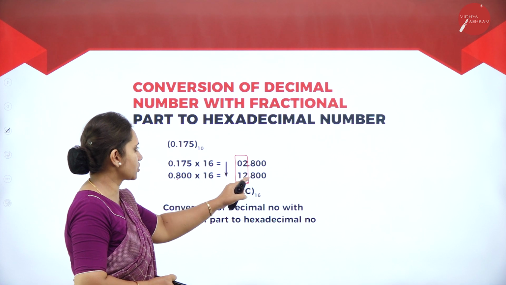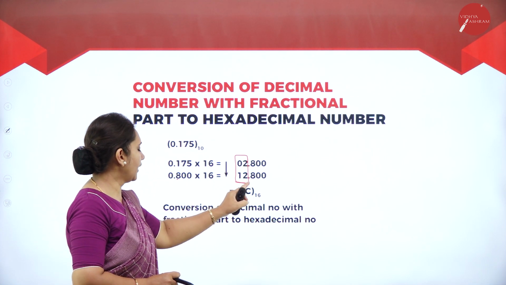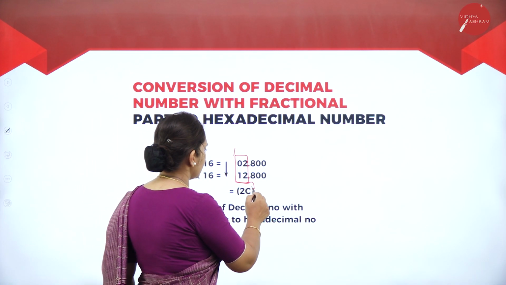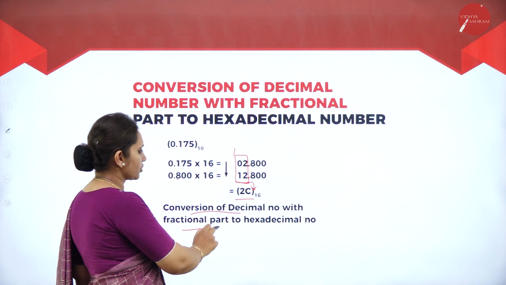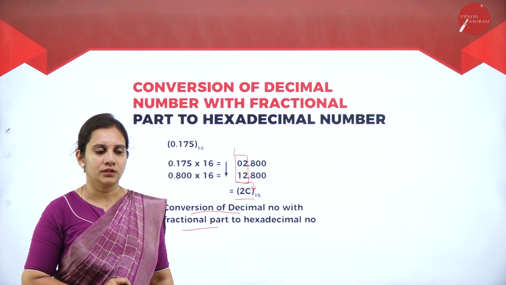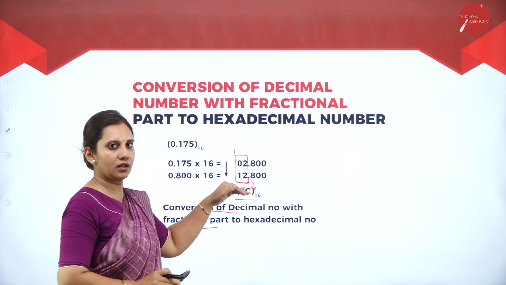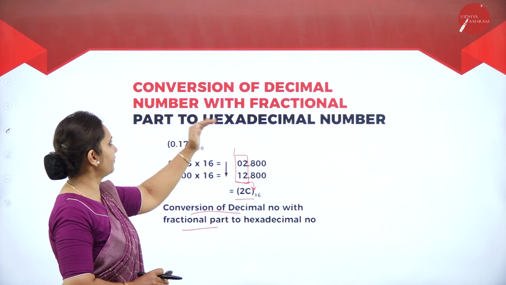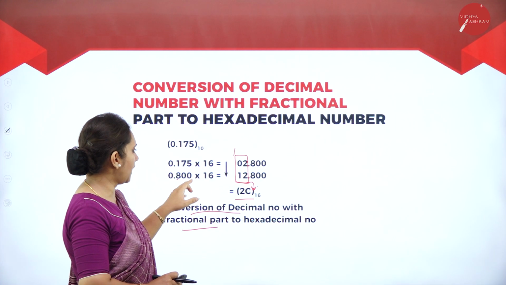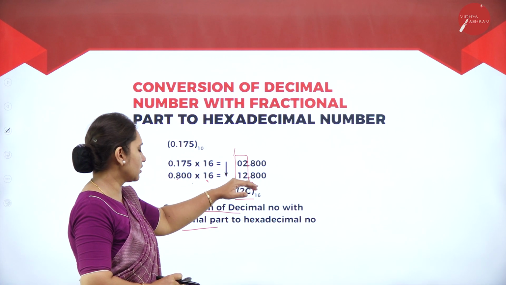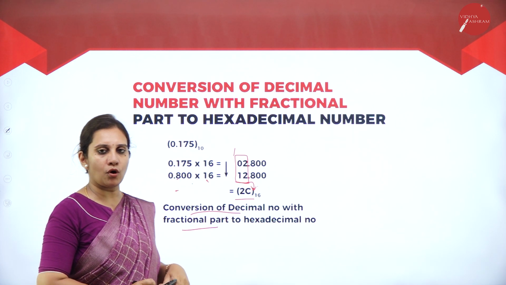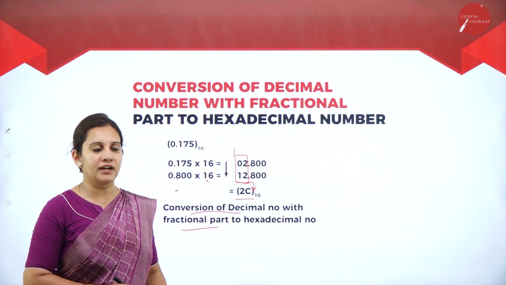Fractional part I need to skip and only the integral part I need to take. The 12 represents C here. So this is the conversion of the decimal number with the fractional part to the hexadecimal number. So now we understood how to convert it. The integral part will be the same. Take the fractional part, again multiply by 16. Again take the fractional part, keep the integral part as it is. That is how we keep on multiplying to get the equivalent form.